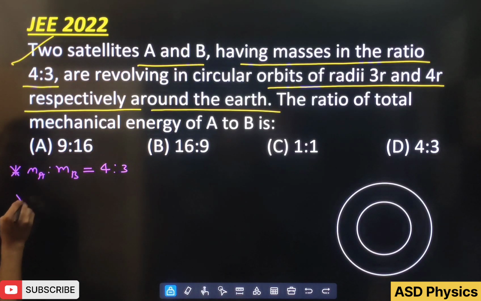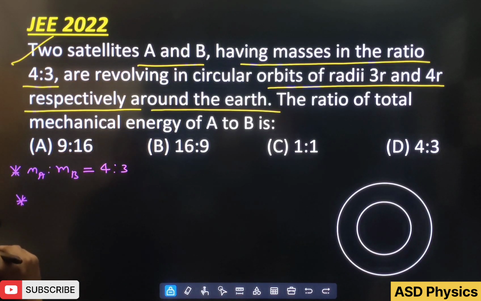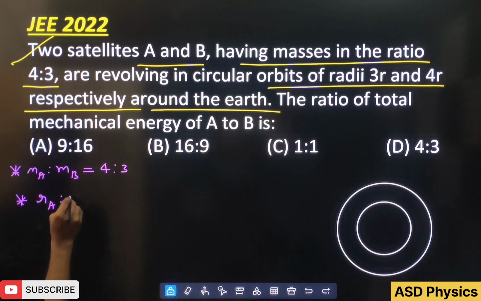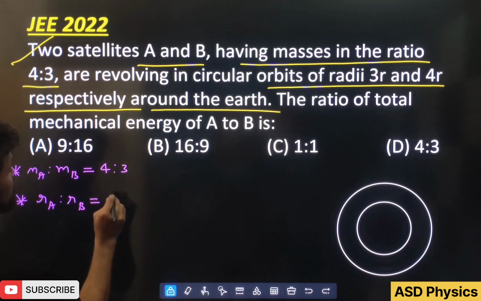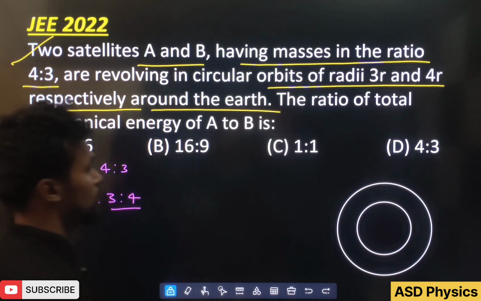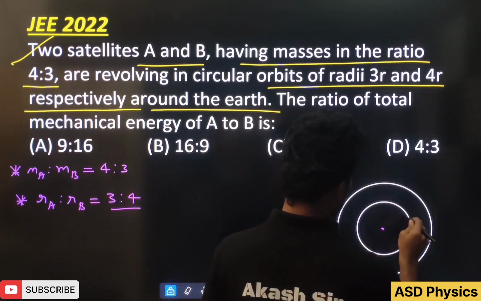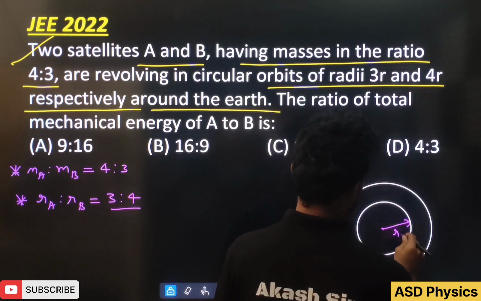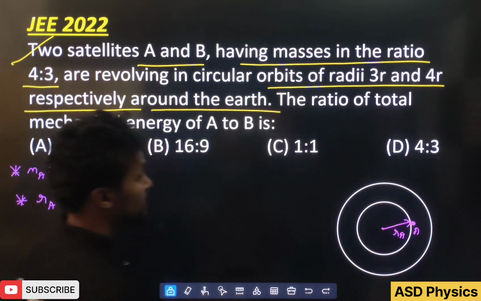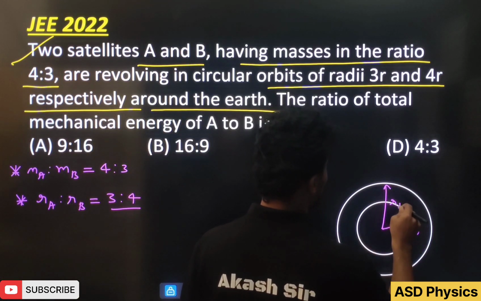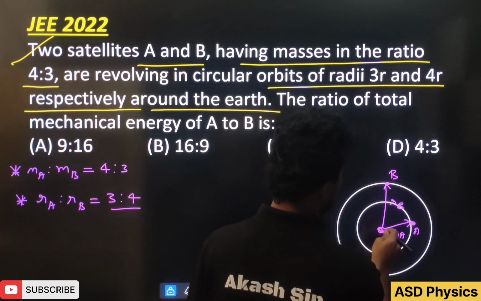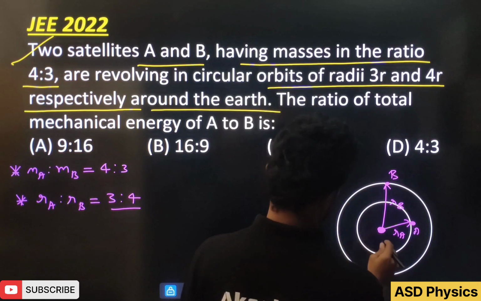Okay. After that, next one, what is given here? The orbital radii are 3r and 4r. So we can write RA is to RB equals 3r by 4r. Both will simplify, r and r will cancel. So 3:4. So you can see very well, students, from here. This is RA, where the satellite is here. And next, let's take this is the RB, and here is the B, which is also a satellite. And what is present here? A planet is there.